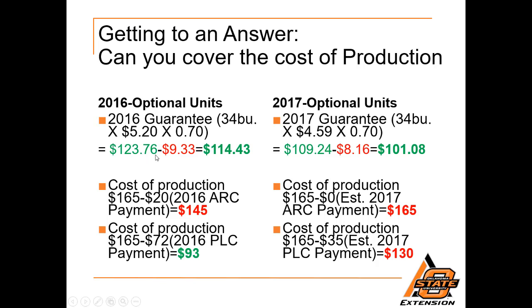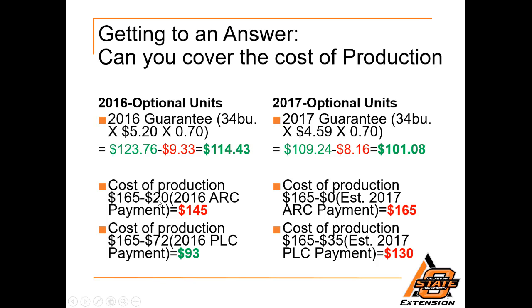So we get to a point where we have $123.76 worth of coverage minus $9.33, which is the cost of that insurance product, which gives us a guaranteed revenue of $114.43 to cover our variable cost of production in the event that we have a loss on our farm. Now, this example was pulled for Garfield County, Oklahoma, so we have $165 per acre cost of production here after we take out the crop insurance cost.